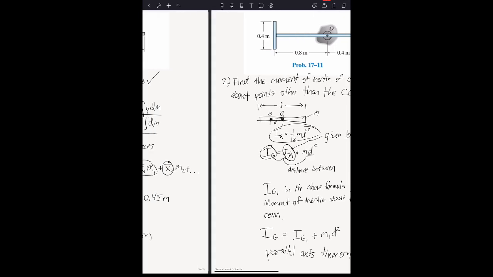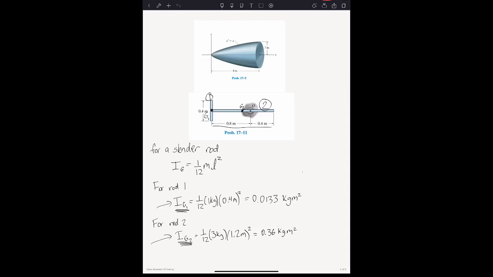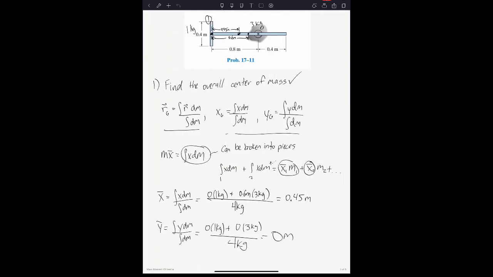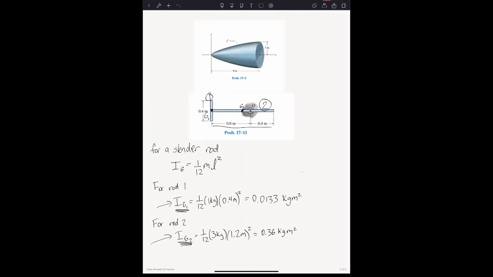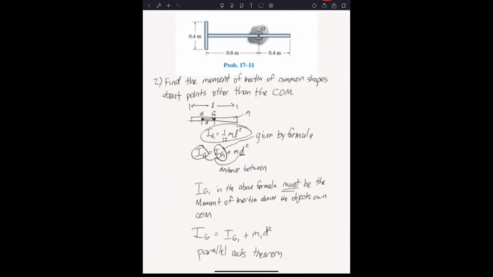I want to go back to this, where we were calculating the moment of inertia of the 2 rods. And now I'm going to do it about the overall center of mass, which is located here, 0.45 meters from the left. I'm going to do it by using these formulas, which are the moments of inertia about the individual pieces' center of mass, and this formula, which tells me how to adjust it to find it about the overall point.